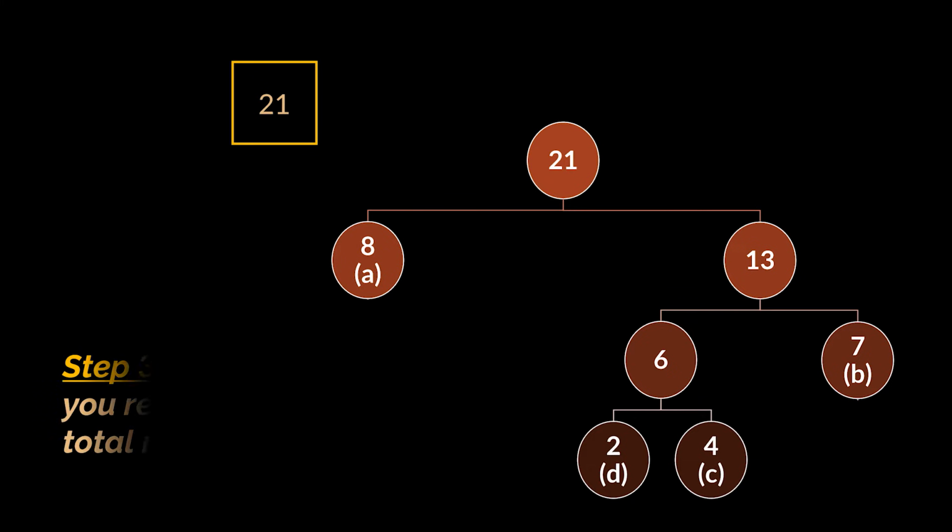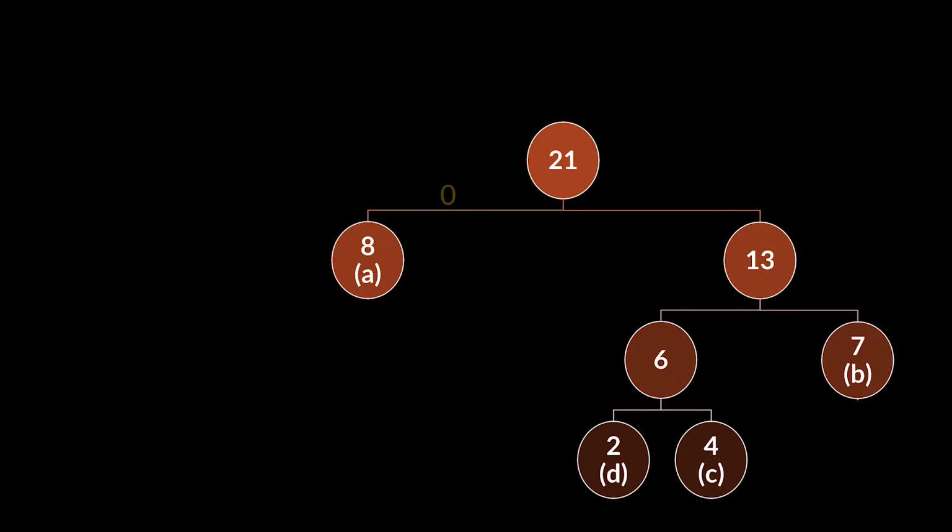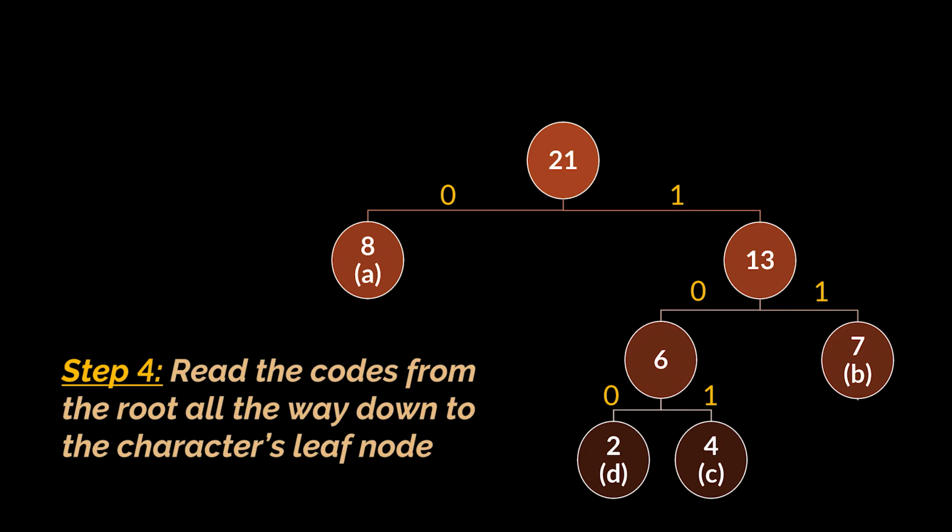The root node of our tree, which also stores the total number of characters contained inside the original text we are trying to encode. Now, every left edge of the tree is assigned a value of 0, and every right edge of the tree is assigned a value of 1. And the code corresponding to each character can be deduced using these values by reading them from the root all the way down to the character's leaf node. So, the A will have a code of 0, the B a code of 1, 1, the character C a code of 1, 0, 1, and the character D a code of 1, 0, 0. Now, instead of representing each character with 8 bits, we can represent it using the Huffman codes we just generated.